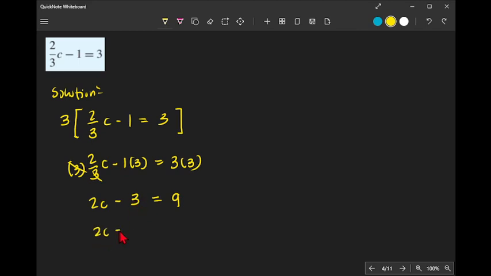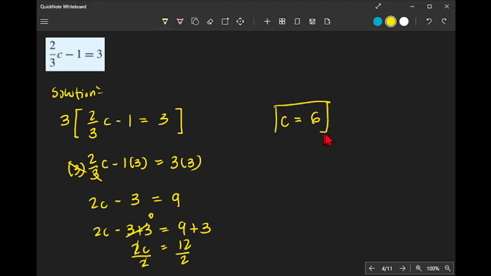Then we need to eliminate 3 here. So we have 2c minus 3. In order for this 3 to become 0, we need to add 3, because negative 3 plus 3 is 0. Here we added 3, so we also add 3 to the other side of the equation. So we have 2c is equal to 12. Divide both sides by 2, so that this 2 here will be cancelled out. So our c will be 12 divided by 2, so c is equal to 6.